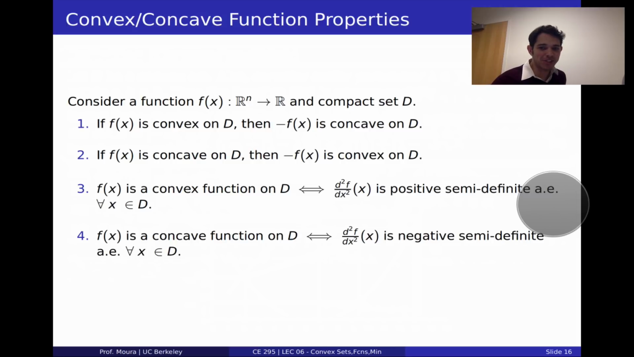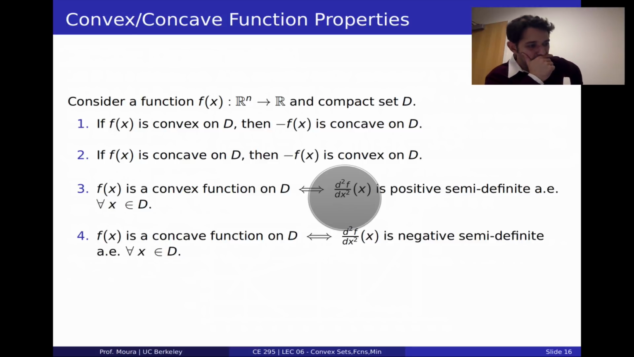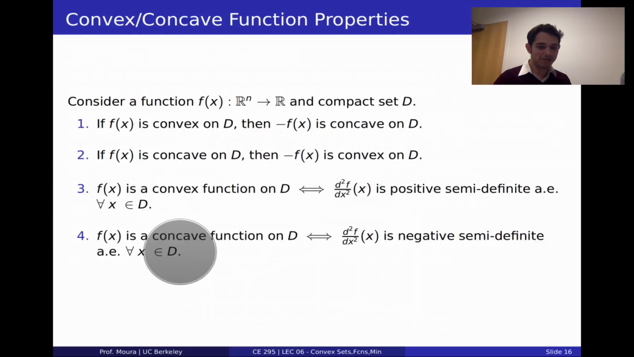Actually, I don't want to emphasize almost everywhere. That's a technical condition that mathematicians worry about. But the Hessian of f is going to be positive semi-definite for all the x's in our domain. And that is a necessary and sufficient condition for f being a convex function. We recall this from calculus, where we studied scalar functions. When we take the second derivative of a scalar function, if that second derivative is positive, then it's convex, and if it's negative, it's concave, which is property 4 here.